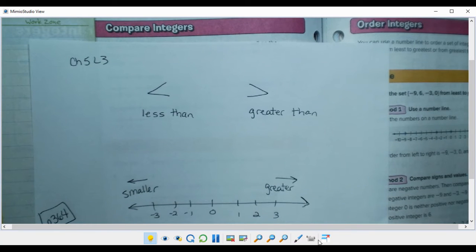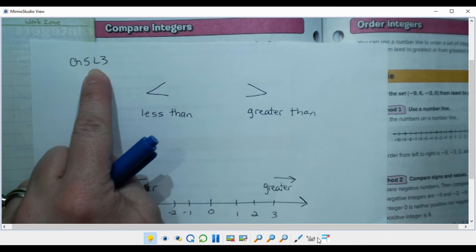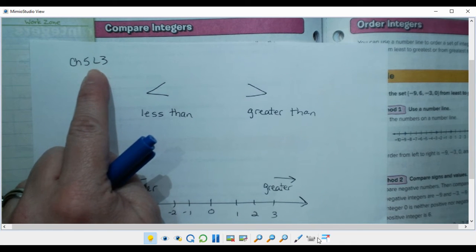So today I'm going back and using our textbook. I know we haven't used it in a while, and I'll be interspersing it with a couple of other things that I want you to know. So if you're looking anything up, we'll be on chapter 5, lesson 3. This is comparing and ordering integers.